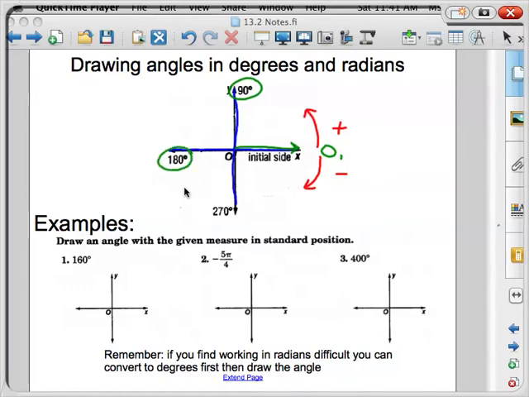Continue around, we are then at 180, 270, and if we make a full rotation, we're back. So at 0, this also is considered 360 degrees. If we're talking about in radians, now this is where most students start to make mistakes.